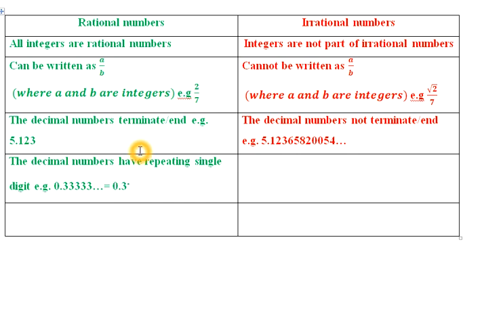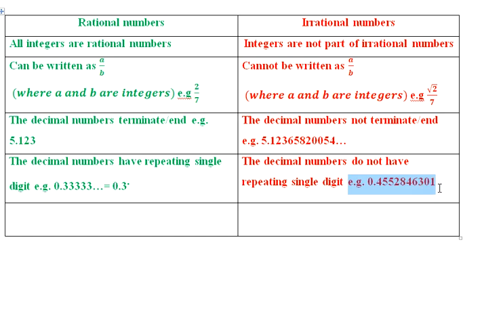Okay, and then with irrational numbers, there is no repeating single digit. So meaning after a comma, the numbers are just mixed up. Here you've got 2 of the 5 that are repeating, but this cannot qualify as a rational number because there are only 2 of them. For it to qualify as a rational number, there has to be more 5s after that.